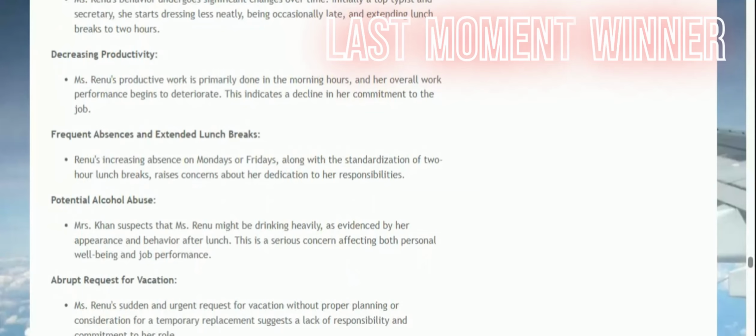Mrs. Khan suspects that Ms. Renu might be drinking heavily, as evidenced by her appearance and behavior after lunch. This is a serious concern affecting both personal well-being and job performance.